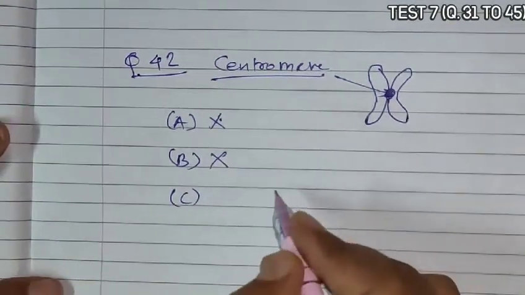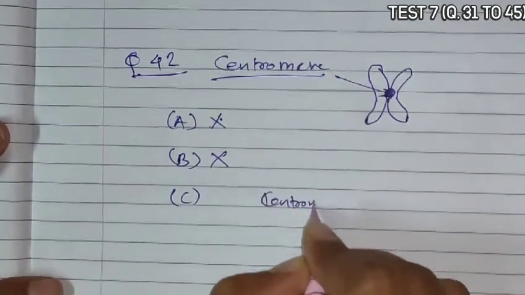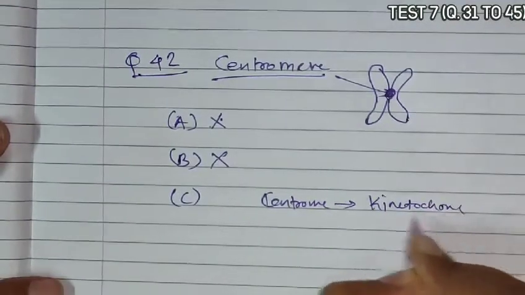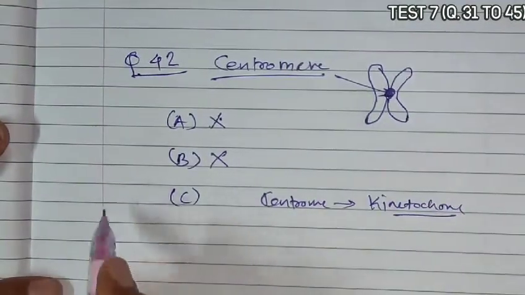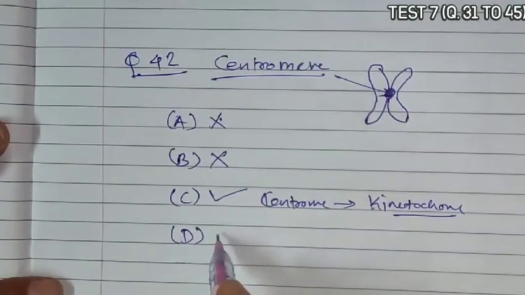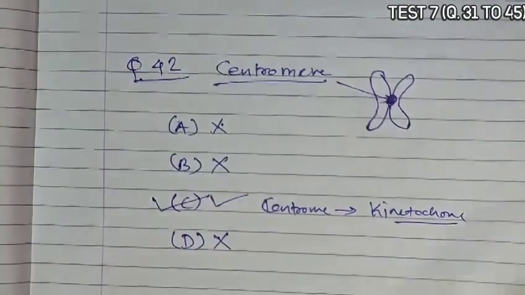Option C is given as movement of chromosome to poles. Yes, near the centromere they have a kinetochore, and to the kinetochore the spindle fiber attaches, and the movement of chromosome occurs. So that is the correct answer. And option D is duplication of DNA. Duplication of DNA is not associated with the centromere. So C is the correct answer.